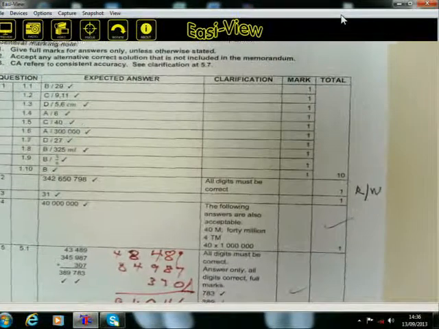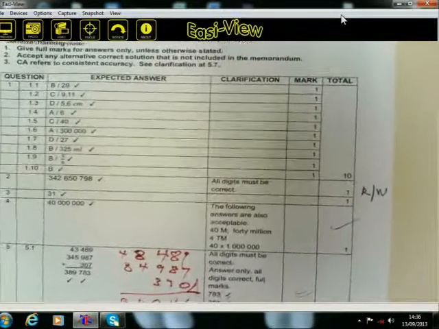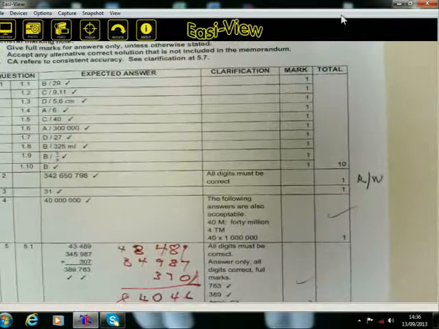Okay. 5.2 also. Let's go to 5.2 also. I think now consistent accuracy.